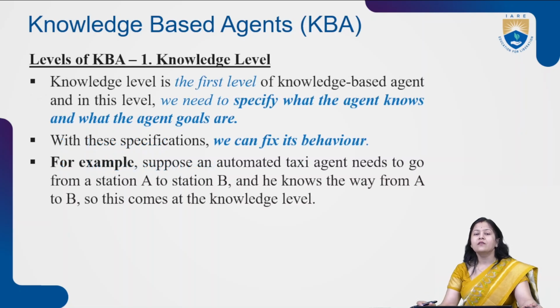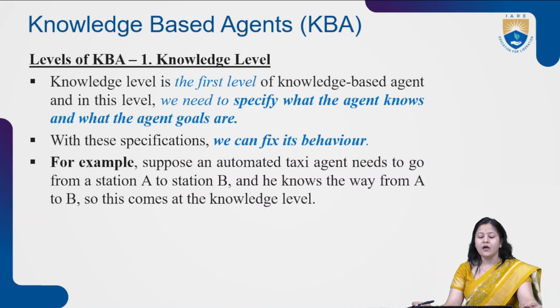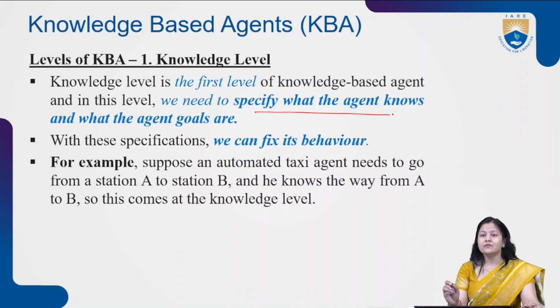The first one is the knowledge level, how the knowledge based agent is viewed at the knowledge level. As it is the first level of the knowledge based agent, we need to specify what the agent knows and what the agent's goals are. So it specifies the existing knowledge inside the knowledge base and the goal of the agent. These two things need to be known at the first level, and with this specification we can fix its behavior also.